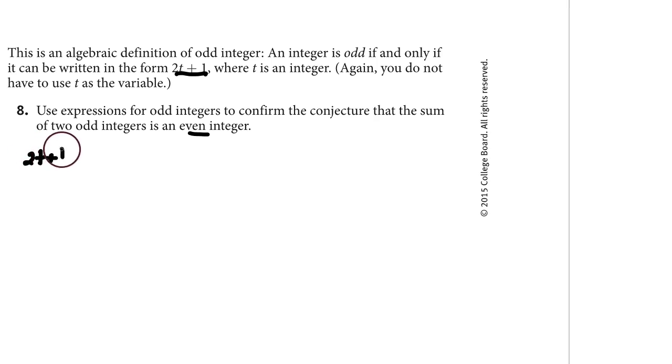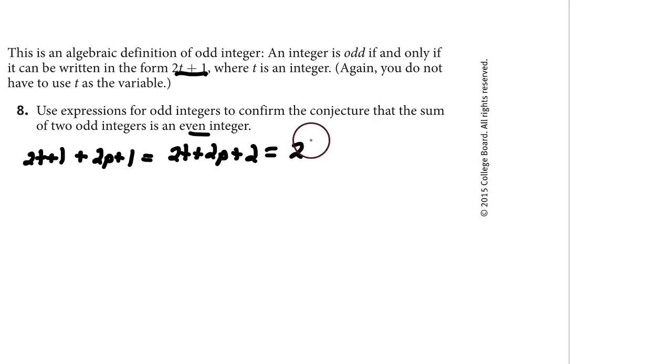How about 2t plus 1? That can be our first odd integer. And let's add another odd integer, maybe 2p plus 1. When we add these together, we'll get 2t plus 2p plus 2. Factor out the greatest common factor of 2 to create this result.